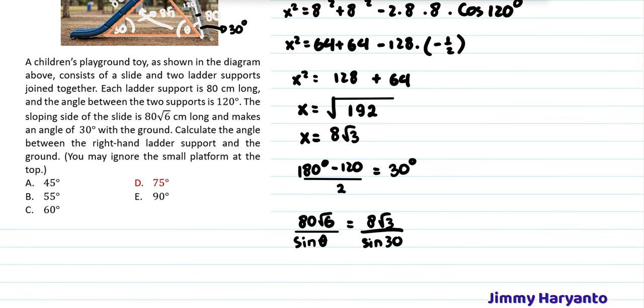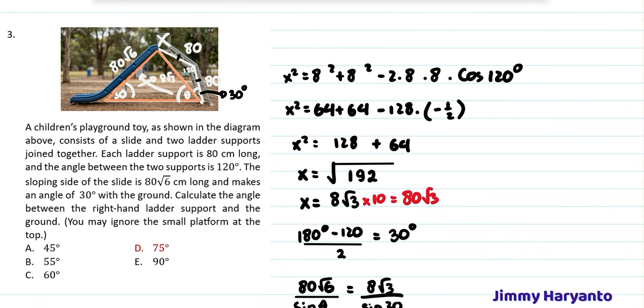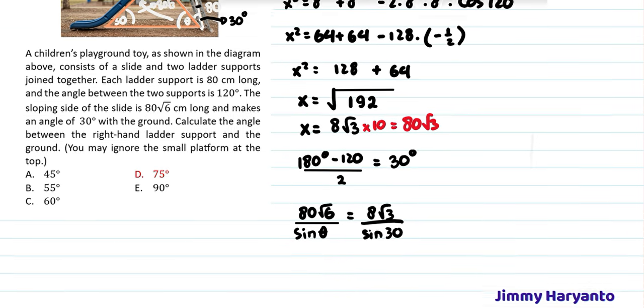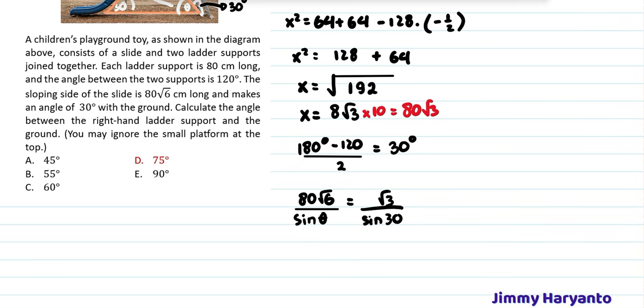Oh, my bad. I forgot to times it by 10 for this one. 80 square root of 3. Okay, sorry. This one is 80 square root of 3. Okay, next, this one is 80 square root of 3. I can cross out the 80. And then I can cross out the square root of 3 and square root of 6. We'll have square root of 2.